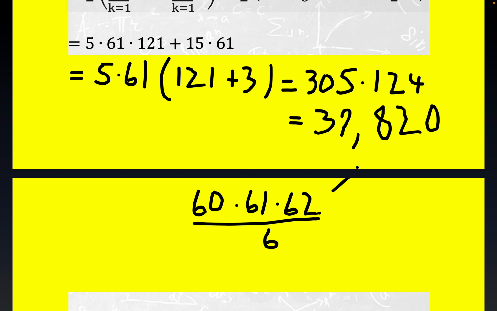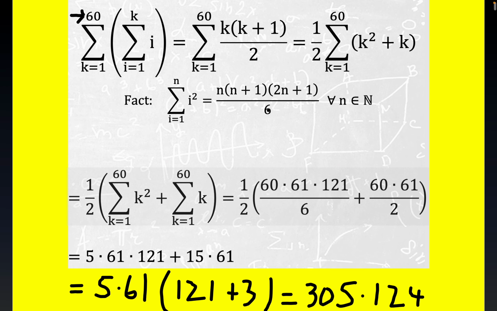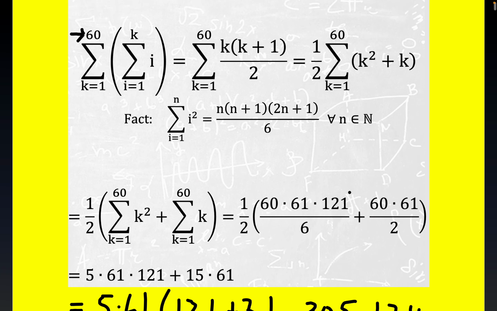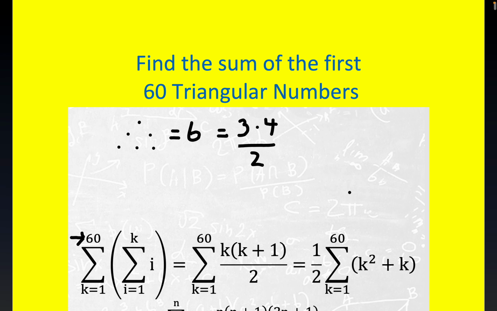But I didn't prove the result, so I didn't use it. And of course, that's hypocritical because I also didn't prove this result and I did use it. But I can prove this one. I've never proved this result right here. All right, y'all, that is the answer, 37,820. Let me come up here. That sum is 37,820.